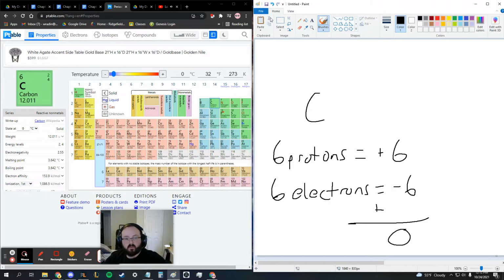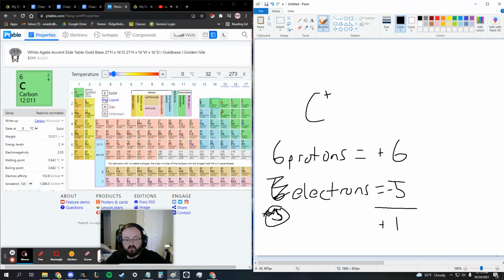Now, if you had a carbon with a plus 1 charge, like this, the amount of protons is still going to be the same. Carbon will still have 6 protons. But now we have to get to plus 1. So 6 minus plus 1 would give us negative 5. And we'd have 5 electrons. So here's how we get 5 electrons. This is a 5.